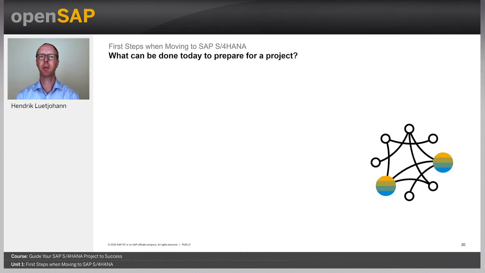Although some customers have no plan to start a project right away, they still want to get prepared for the project, being able to execute it when required. The following 5 points are good starting points.